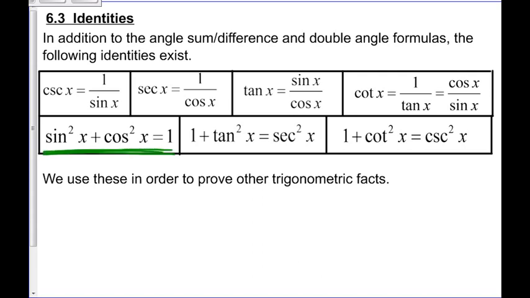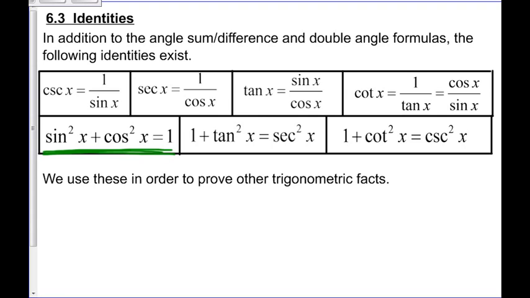And this first one in green comes from the unit circle, essentially. The next one is just what you'd get if you divided that whole initial one by cosine squared, and the last one is if you divide it by sine squared. Okay, so they're all true and they're all given.